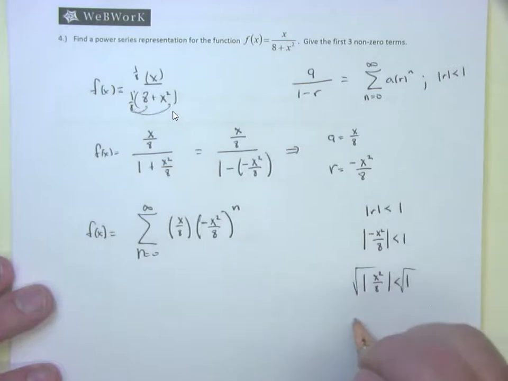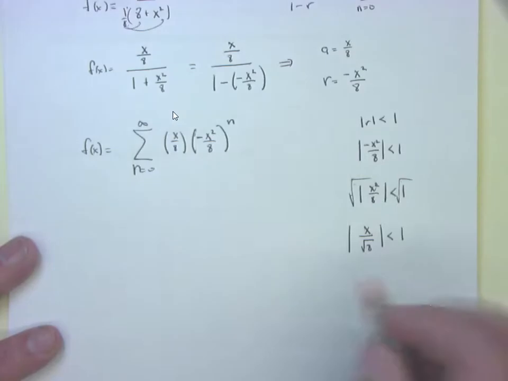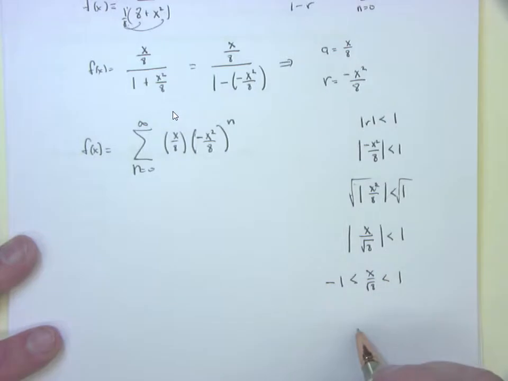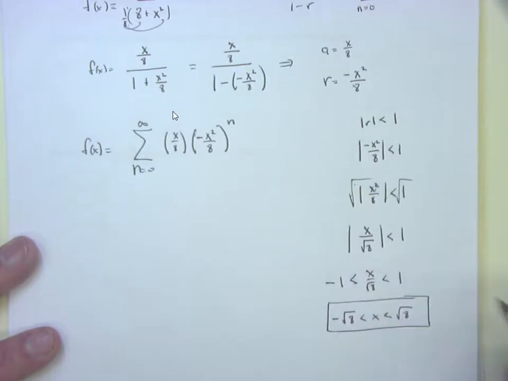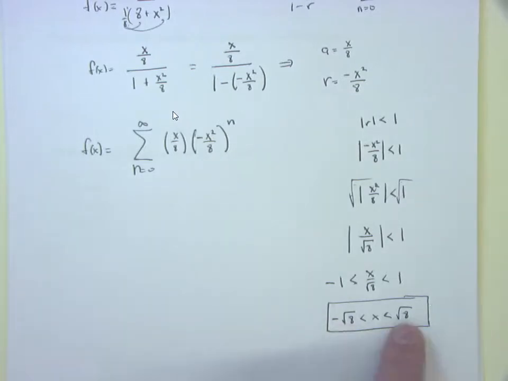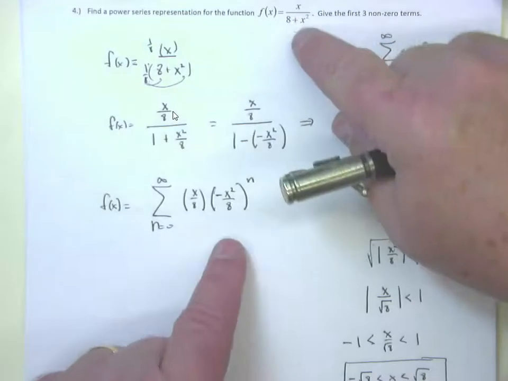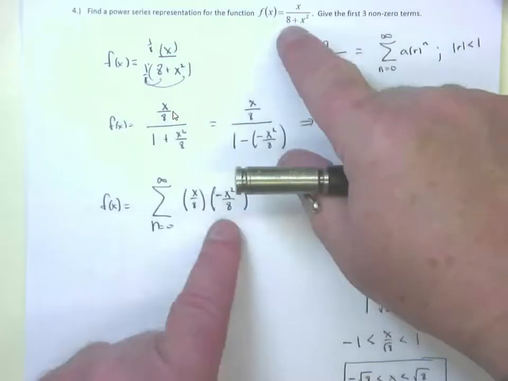And this will give you absolute value. The square root of x squared is just x, and the square root of 8, I'm going to write as the square root of 8, is going to be less than 1. Square root of 1 is 1. And then you do your double-sided inequality. Negative 1 is less than x over the square root of 8, which is less than 1. And then you multiply both sides by the square root of 8. You get negative square root of 8 is less than x, which is less than the square root of 8. This is your interval of convergence. So as long as you got x's between negative square root of 8 and positive square root of 8, these two functions are going to be the same thing, the original function and the power series.